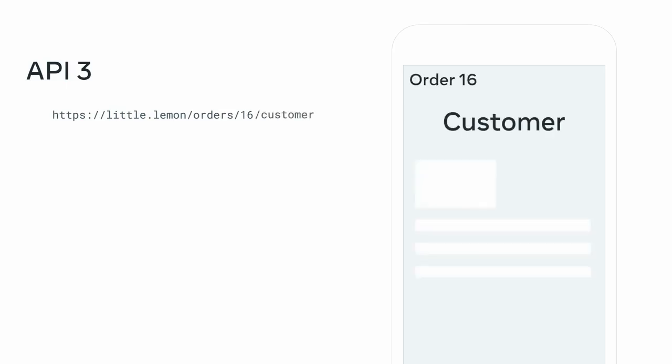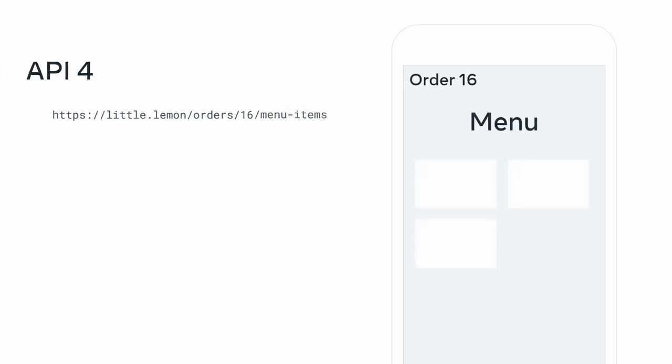To see who placed the order, the app makes an API call with an extra filter /customer. This retrieves all the details about the customer of that order. The resource type in this case is the customer object. Say the manager wants to look at what the menu items of order number 16 were. The app makes an API call that replaces /customer with /menu items. Only the menu items of order 16 will show in the result, and this time the resource type is the menu item object.